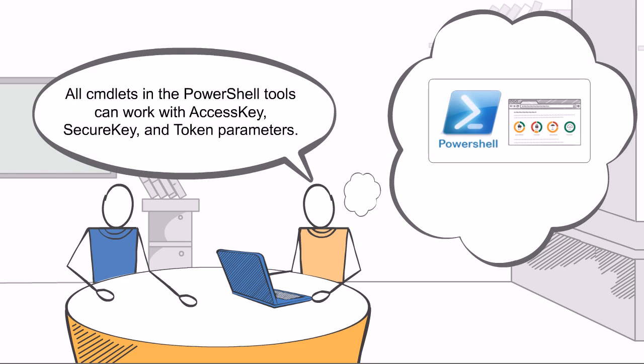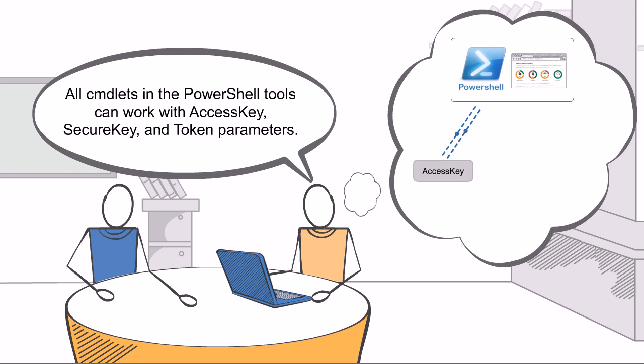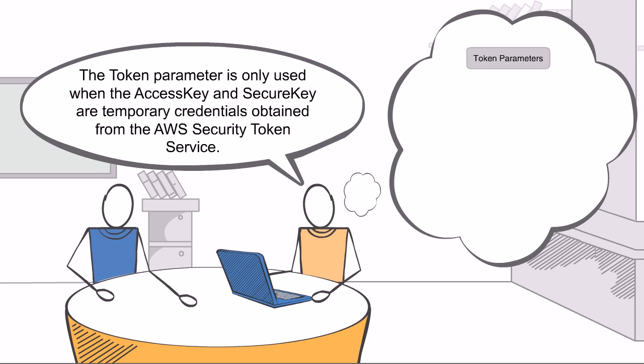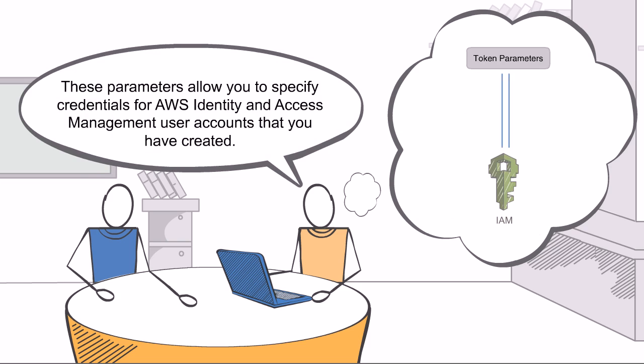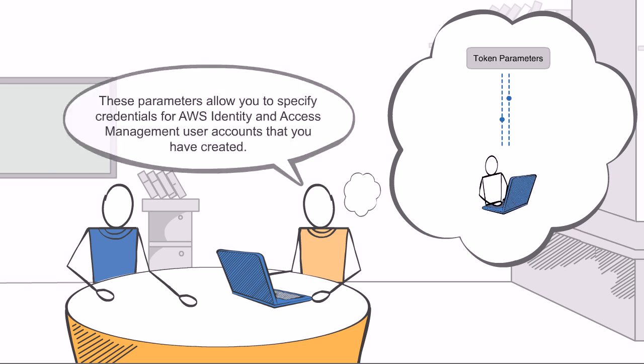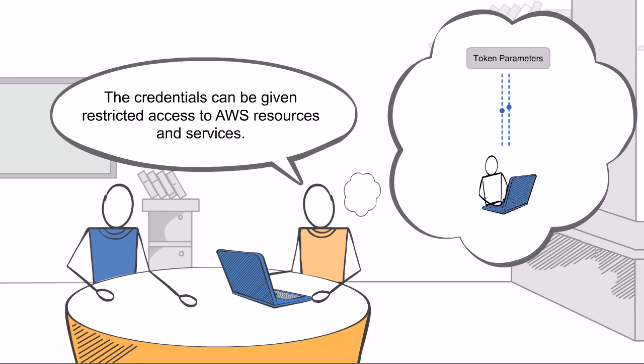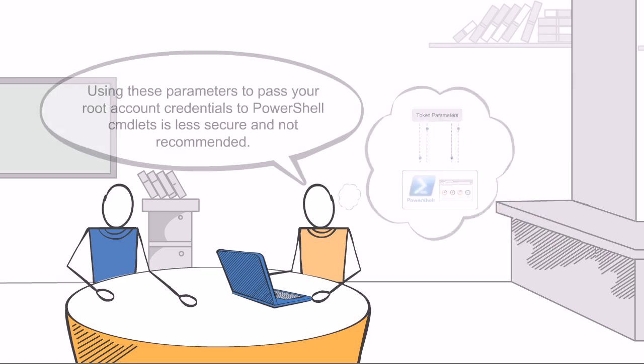All commandlets in the PowerShell tools can work with access key, secure key, and token parameters. The token parameter is only used when the access key and secure key are temporary credentials obtained from the AWS Security Token Service. These parameters allow you to specify credentials for AWS Identity and Access Management user accounts that you have created. The credentials can be given restricted access to AWS resources and services.